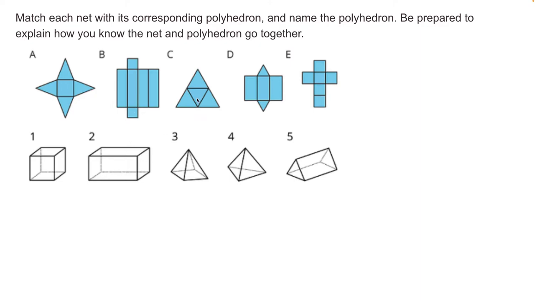How about C? Tetrahedron. Oh, here, tetrahedron. All 4 faces are triangles. All 4 faces are equilateral triangles. So this one, tetrahedron.